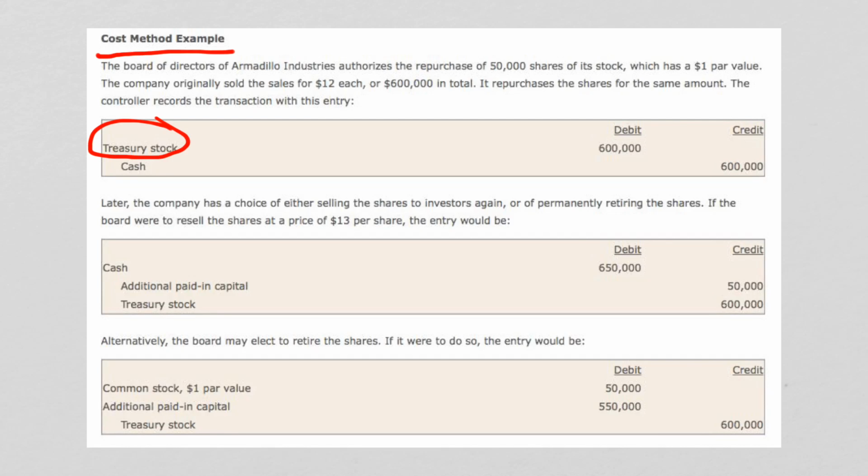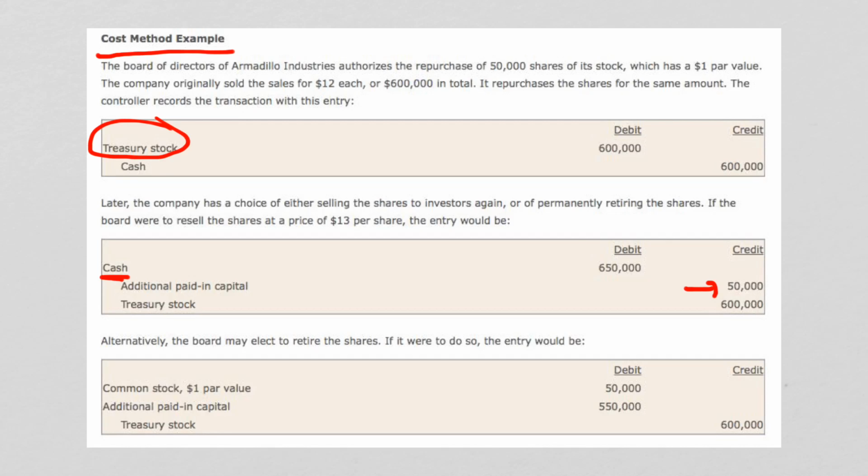Later on, if you were to resell that, because that's what treasury stock means, that the stock has been shelved temporarily by the company. It's as if they're buying their own company as an investment. So later on, they could sell it. And in this example, you can see where they sell it for more than what they paid for it. And so they're not going to put it as a gain on their own stock, but they'll put it to additional paid-in capital.